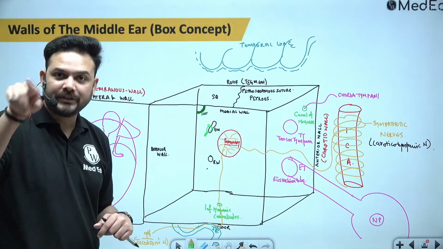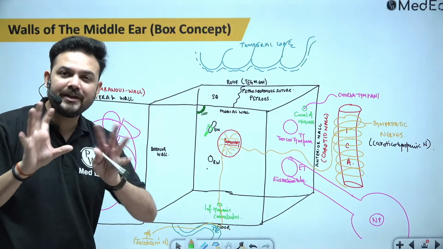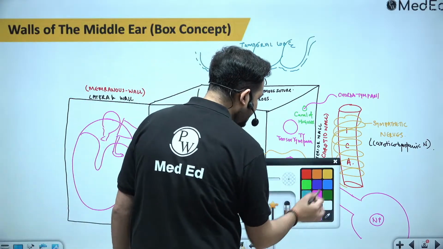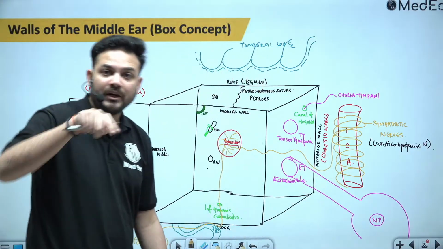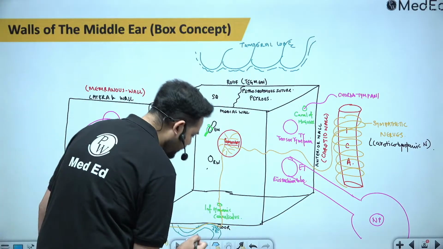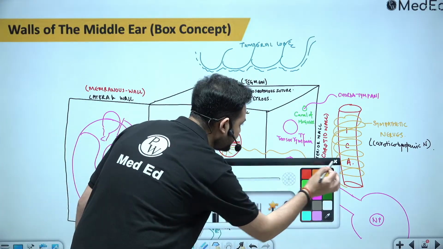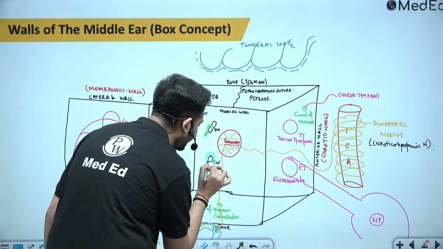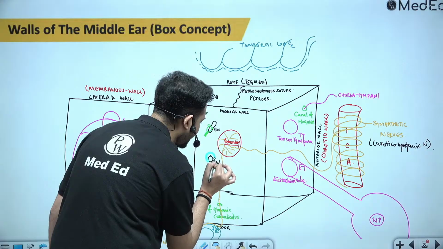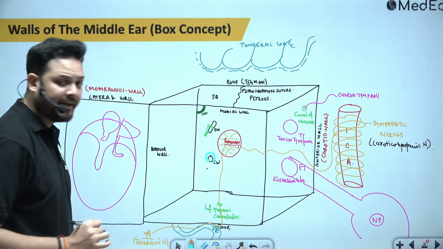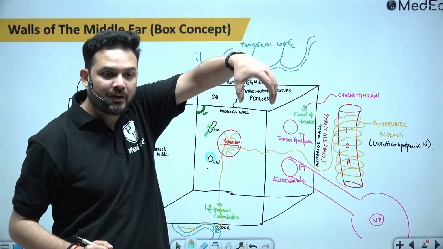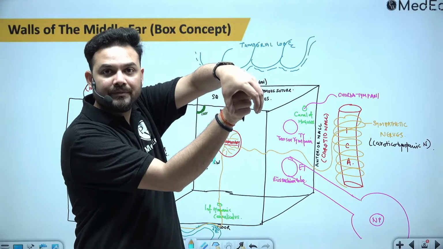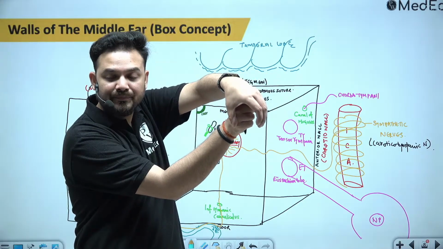The round window is round, but actually it is a little different. The round window has two pillars of bone around it. That means the round window is covered by two pillars. One pillar is here, one pillar is here, and behind these two pillars is the round window.